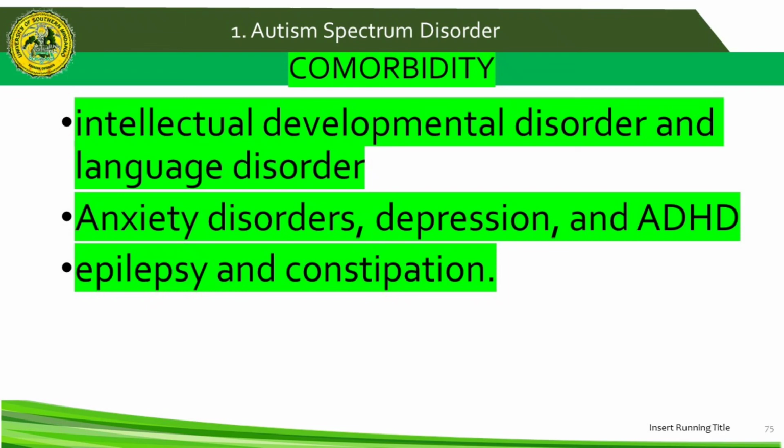Specific learning difficulties are common, as is developmental coordination disorder. Psychiatric comorbidities also co-occur in autism spectrum disorder. About 70% of individuals with autism spectrum disorder may have one comorbid mental disorder, and 40% may have two or more comorbid mental disorders. Medical conditions commonly associated with autism spectrum disorder include epilepsy and constipation.